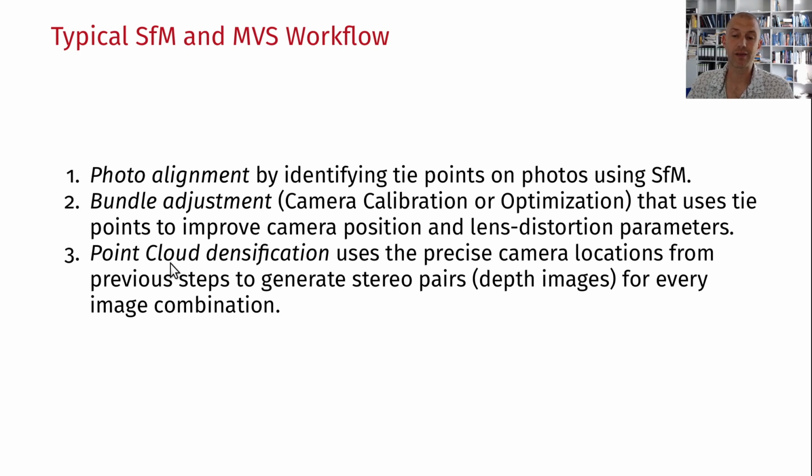And the last step that you're doing is a point cloud densification. So before you can do point cloud densification, your photo location and your camera needs to be precisely calibrated. And this is happening in those first two steps. And once you know your camera position very precisely, you can essentially measure the offset between those two images, and that's then the depth map or the disparity map that you are generating.